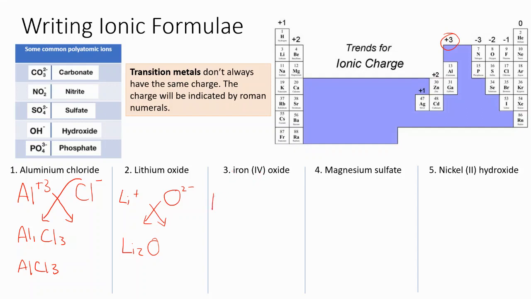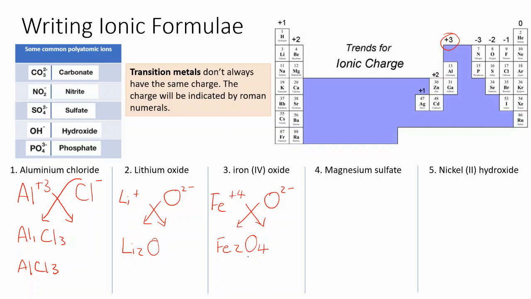Here we have a transition metal. So iron has a symbol Fe, and the charge is indicated by these Roman numerals. So this one has a charge of +4. Oxygen, again, oxide ion has a charge of 2-, and we're going to bring these values down and sit it next to the opposite ion. So here I've got iron with a 2 next to it, and then oxide with a 4 next to it.